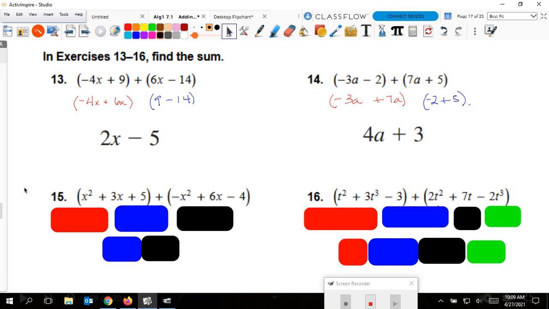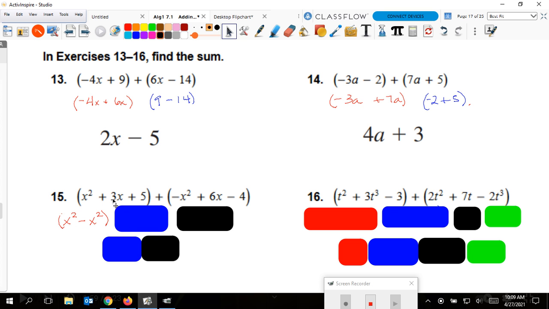For 15, we have x squared on this one, plus a negative x squared on the other one. So the x squareds are like terms. So plus a negative x squared is just going to be minus x squared. So we're going to see x squared minus x squared. So those cancel each other out. Notice I do not have any x squared down here in my answer. So there's nothing from this that's going to be in my answer.